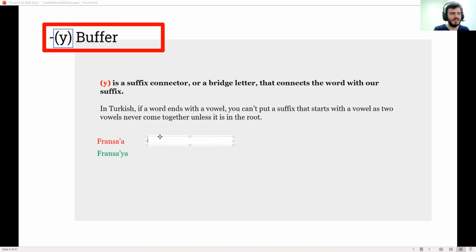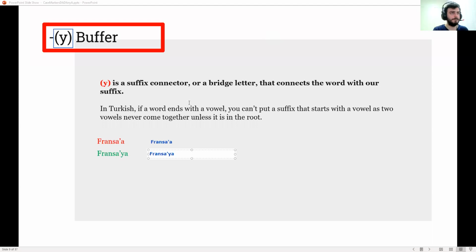But when I have a word that ends with a vowel, and I want to put another case marker, another suffix that starts with a vowel, I have to put a bridge letter that combines them. Otherwise, this will sound like Fransa a, like I have to stop. But when I put the bridge letter, it sounds much better. Fransa'ya, saya. That's the idea of the buffer in Turkish. And in Turkish, we have 4 different buffers.